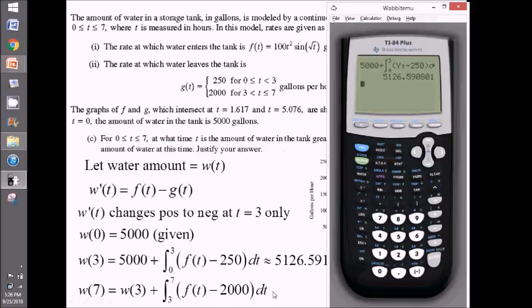And now going back to the calculator to do this, for my w of 3, I'm just going to arrow up and pull this value that I just got for w of 3. Now I'm going to add the integral, so math 9, from 3 to 7 of, and now we have alpha trace y1 minus 2,000. And let me get over here for my differential, x, press enter, and that comes out to 4,513.807.